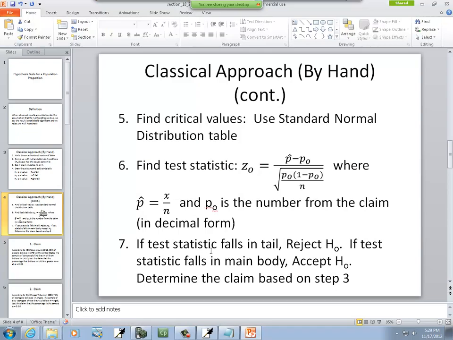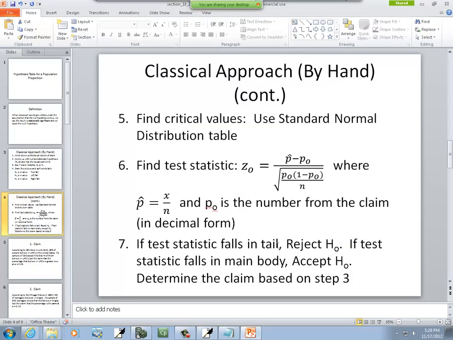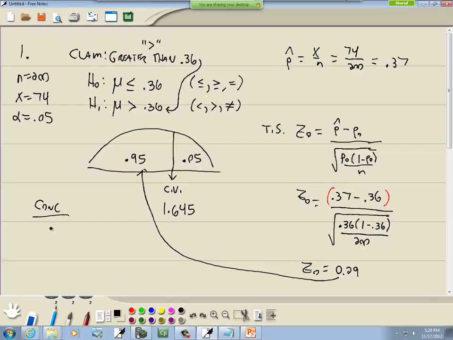Now it says we have to see where our test statistic falls. Here's our number line. Here's 1.645. 0.29 falls over here somewhere. So for a conclusion, if the test statistic falls in the main body, it says accept H naught. So we'll accept H naught, which means we'll reject H1. And our claim matches H1, so whatever we say about H1 is what we say about our claim. So we'll reject our claim.